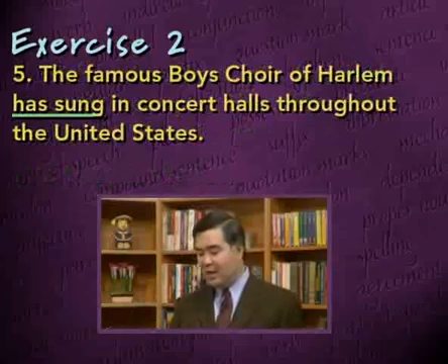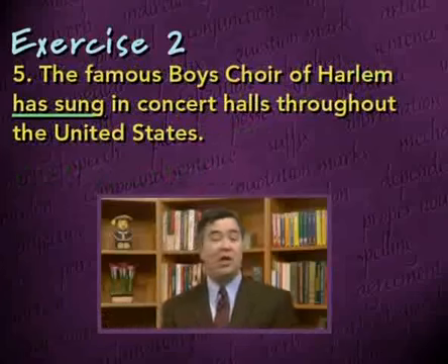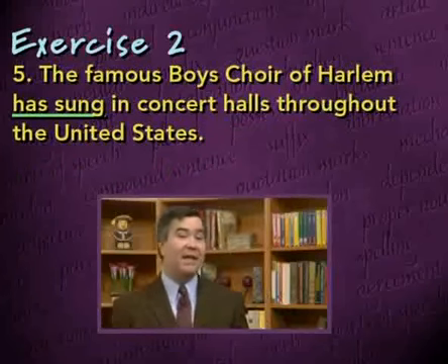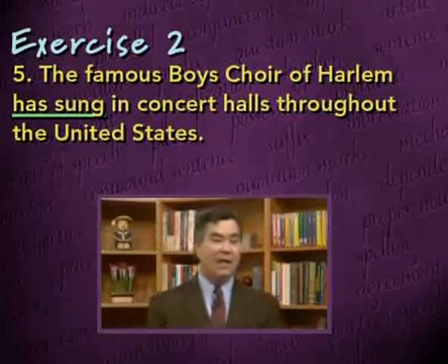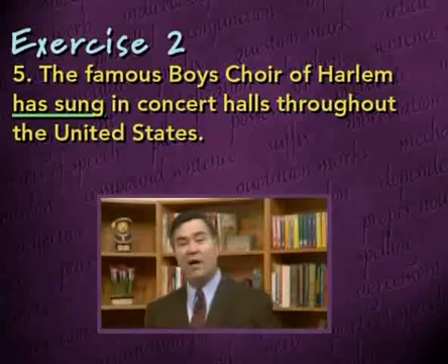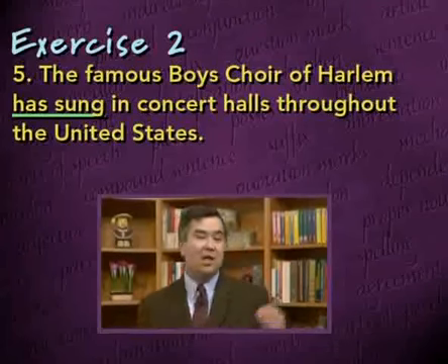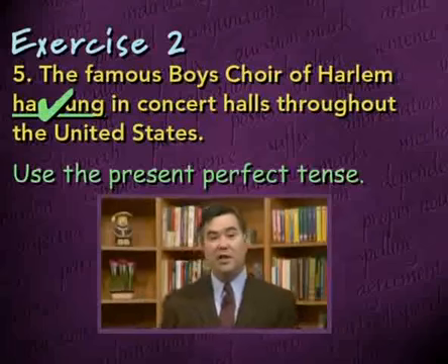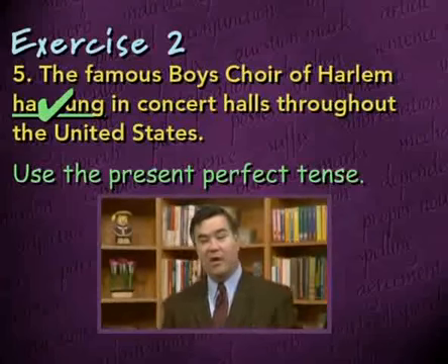Next example. The famous Boys Choir of Harlem has sung in concert halls throughout the United States. What's being described here is a past action taking place up to and including the present. The singing by the Boys Choir of Harlem is something that has happened in the past and continues to happen today. So the present perfect tense is being used here, and that's formed by the verb has, helping verb, together with the past participle.